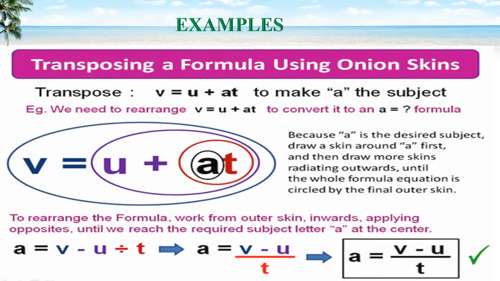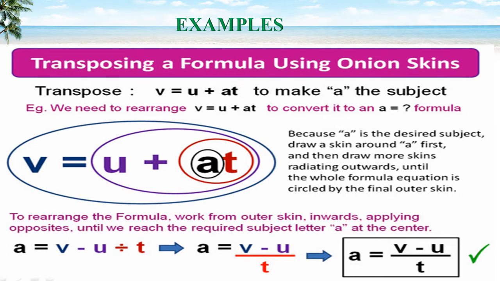Let's see examples. Transposing a formula using onion skins. Transpose V is equal to U plus AT to make A the subject. We need to rearrange V is equal to U plus AT to convert into A, because A is the desired subject. Draw a skin around A first and then draw more skins radiating outwards until the whole formula equation is circled by the final outer skin.